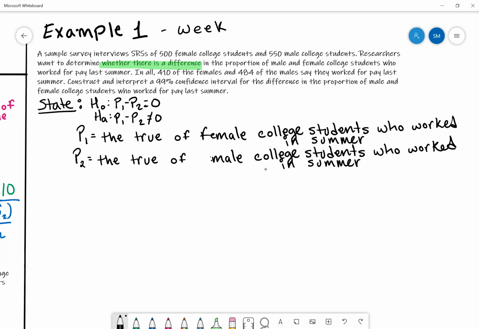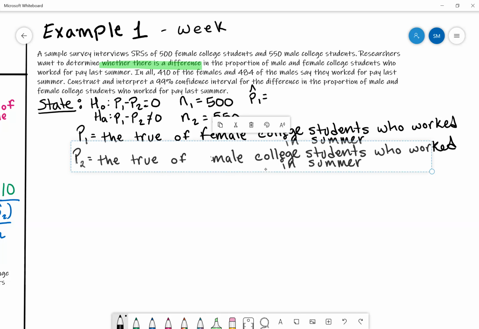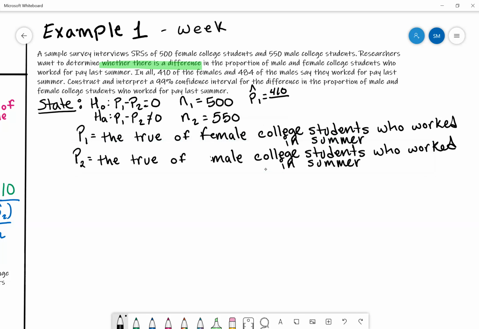So then after this section, we get to go ahead and identify what we know. So the sample size for the first set of data. How many female students did they ask? They did a survey of 500. We can also go ahead and do N sub 2. The sample size for the male students was 550. So out of those 500 women, how many were working for pay during the summer? So 410 out of those 500.